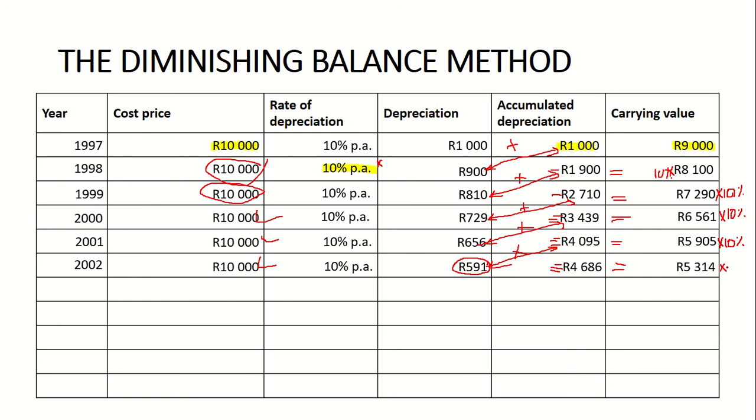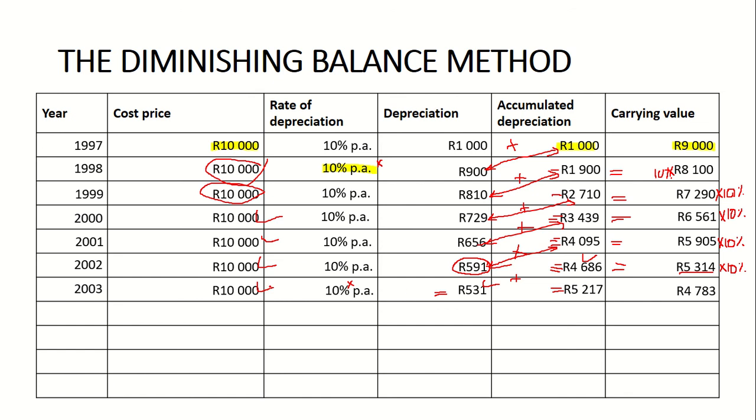To calculate the depreciation for 2003, I will take this multiplied by 10%. Well, it's 10% the depreciation rate, but I can't take 10,000 because we're not using the cost method. We are using the diminishing balance method. So I will have to take that, times it with that to get this. To get the accumulated depreciation, it is that plus that. It'll simply give me this.